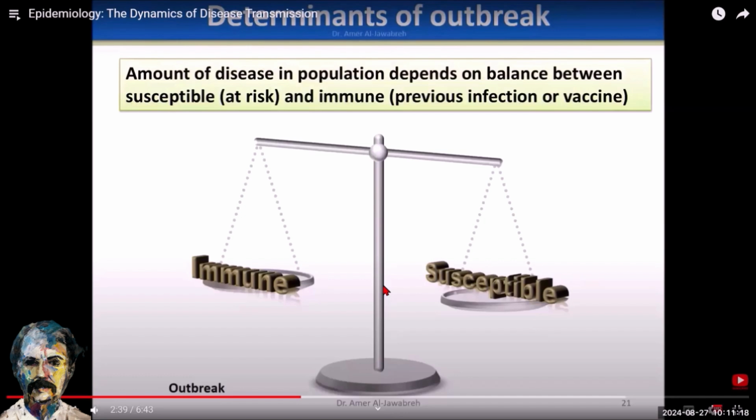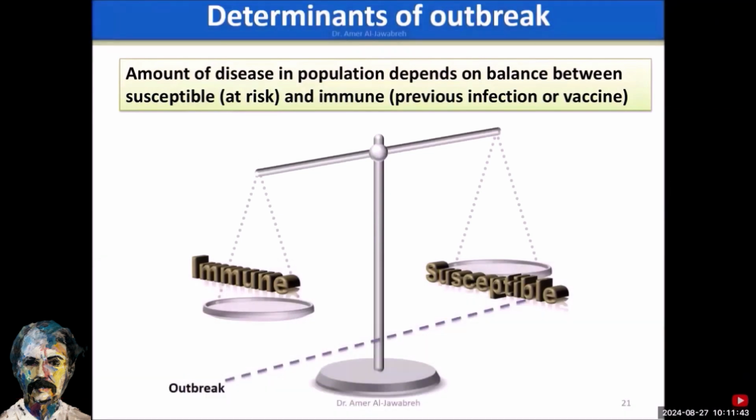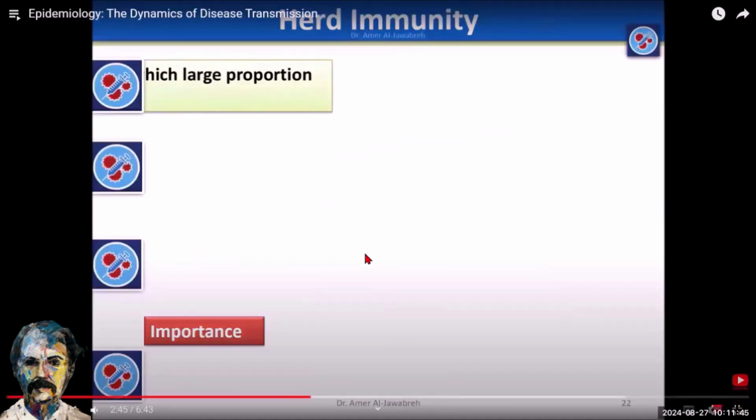So these two forces, immunity and susceptibility, keep fighting, and we should have balance between them in the community. These are the two forces. Susceptibility high, outbreak. Immunity high, then no outbreaks. So these are the two forces.